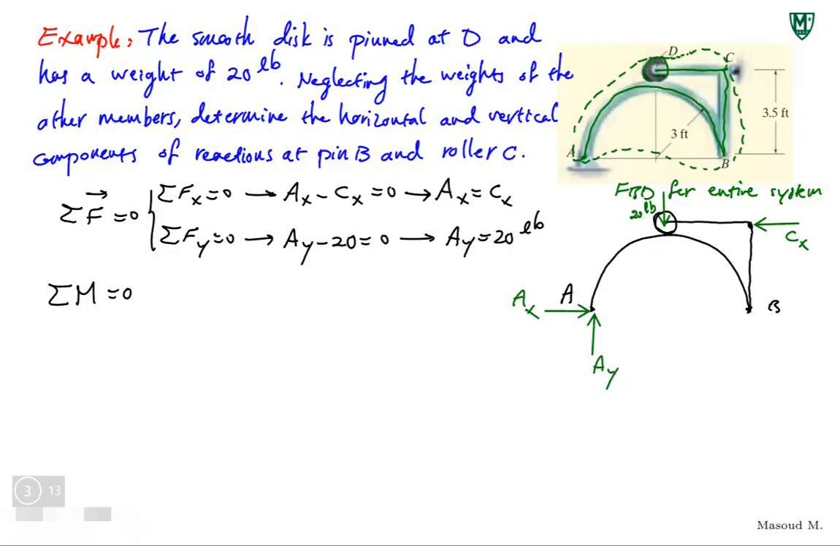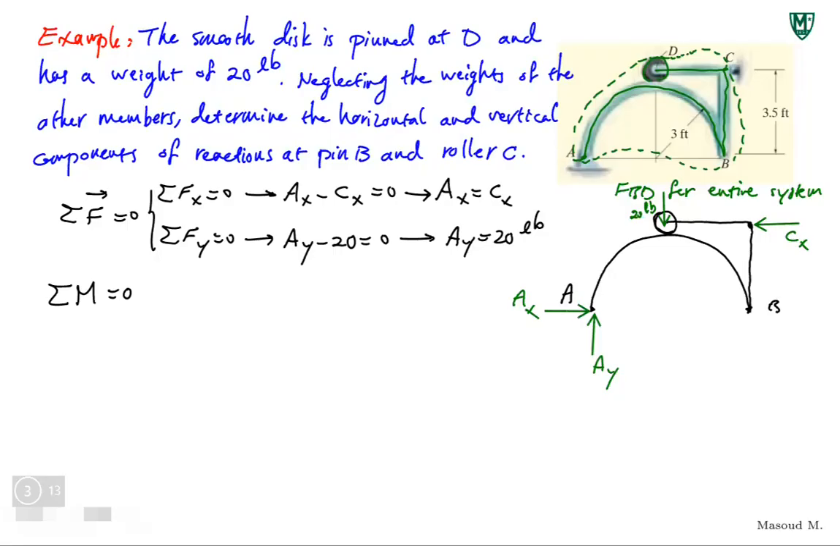Now, which point do I have to find a moment about? I guess there are a couple of options here, but because at this point we also know AY, I can either go with point C or point A, right? If I go with point C, I get rid of CX, but then I have to find the moment for both AX and AY about point C. So I have to deal with moments created by 3 forces: AX, AY, and the 20 pounds weight downward.